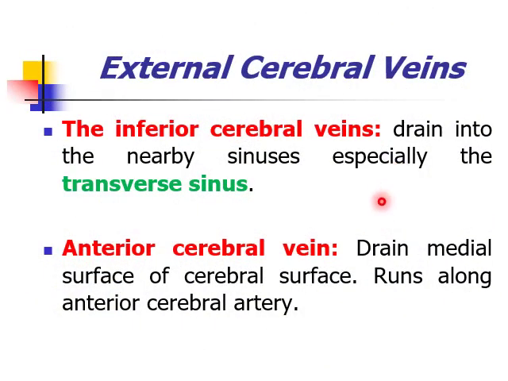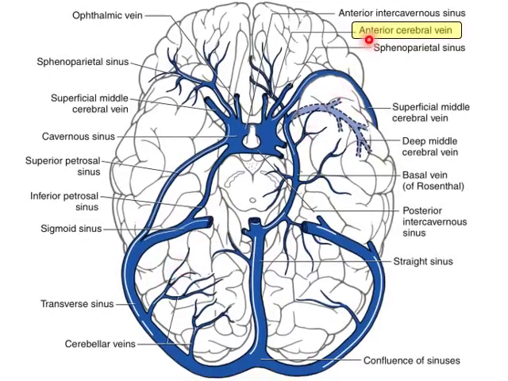The inferior cerebral veins drain into the nearby sinuses, especially the transverse sinus. The anterior cerebral vein drains the medial surface of the cerebral hemisphere and runs along the anterior cerebral artery, and this one joins with the deep middle cerebral and the striate, forming the basal veins. This is the anterior cerebral vein. This one joins with the deep middle cerebral and the striate veins. Both form what we call the basal vein, and this basal vein joins to form the great cerebral vein.